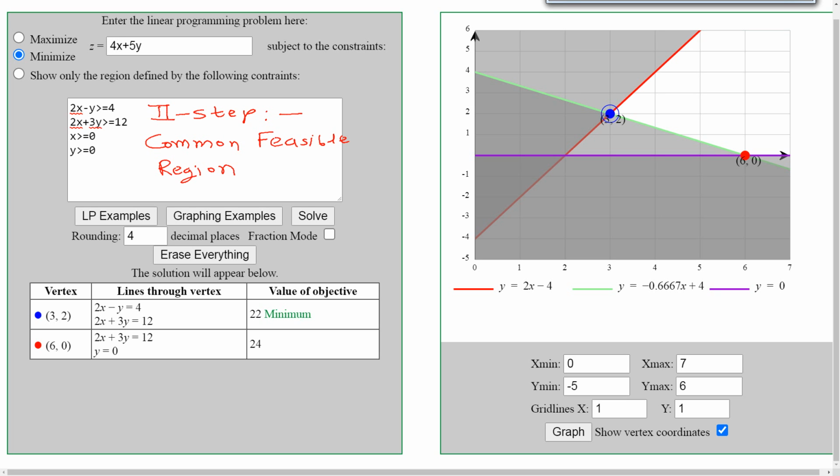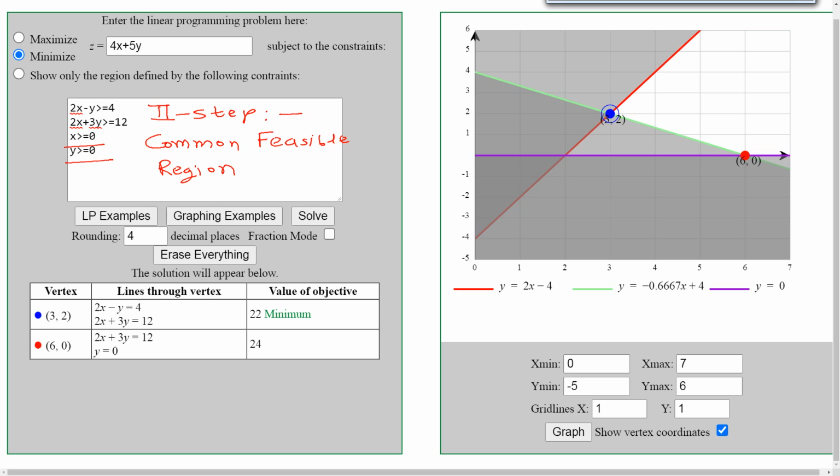Due to non-negativity constraints, x is greater or equal to 0 and y is greater or equal to 0, the solution lies only in the first quadrant. We have already seen how to determine the feasible region for inequalities or linear constraints. In case you have not gone through that video, I request you to go through it so that you will be able to understand how we are going to determine the feasible region for each constraint and then finally decide the common feasible region.